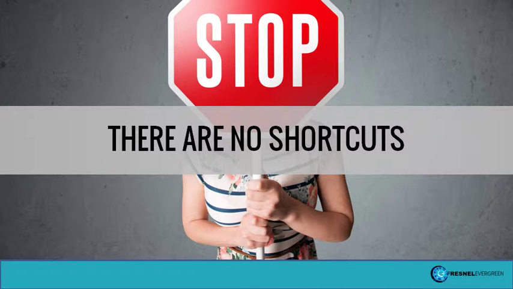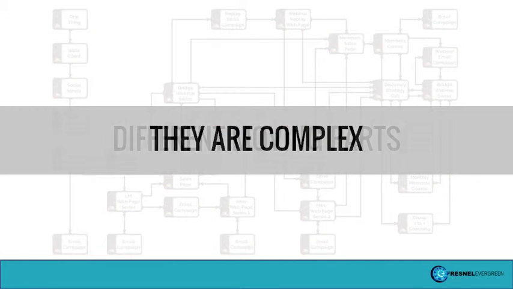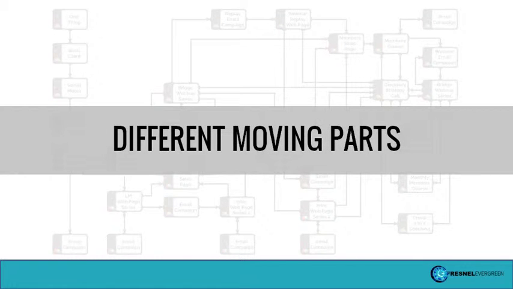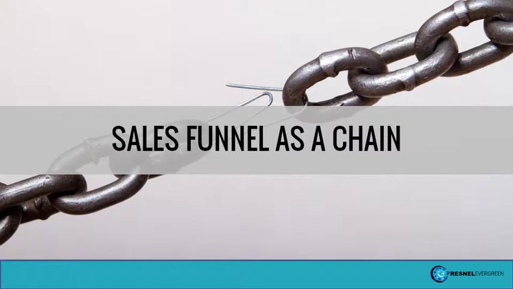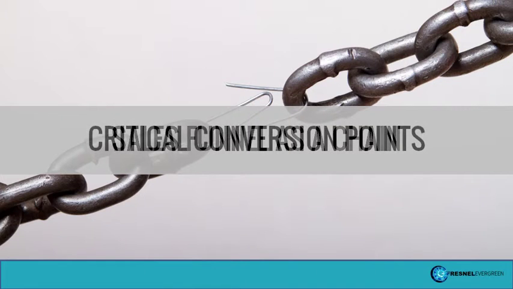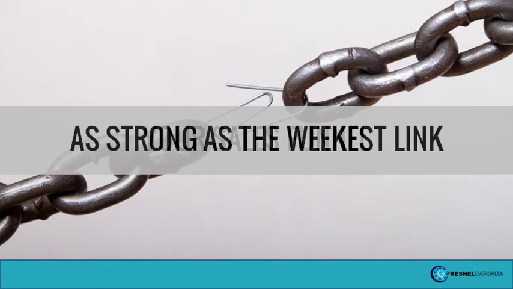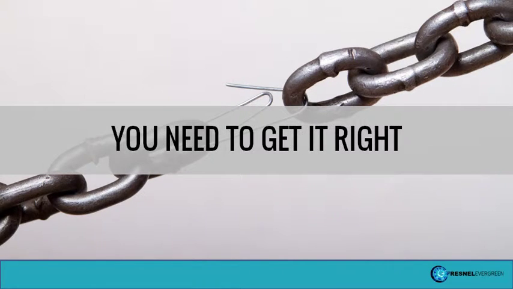Look, there are no shortcuts when it comes to building and running a business. And the same goes for building and running a sales funnel. They're complex and they require a lot of different moving parts to all work in perfect synchronicity. Think of your sales funnel as a chain, and each part of the sales funnel that contains the most critical conversion points is a link. Your sales funnel is only going to be as strong as the weakest link. So you need to get this right.